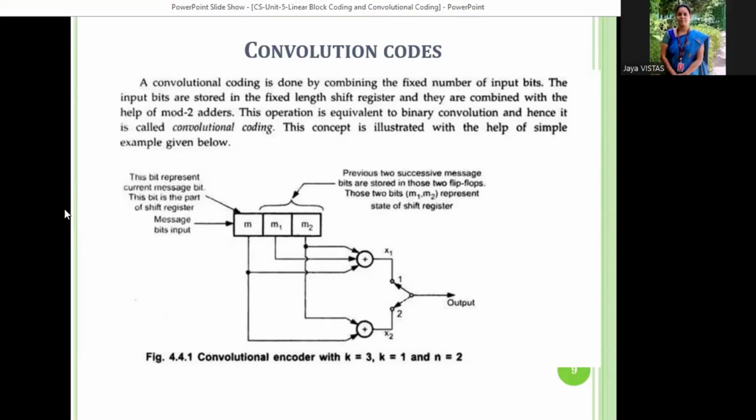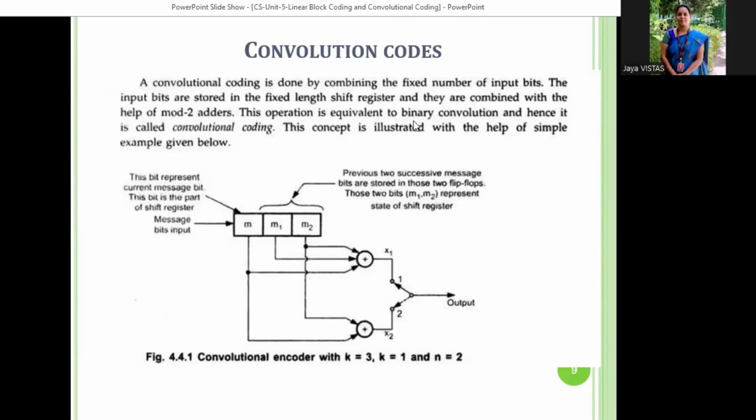Here this m represents the current message bit. I already told you only one bit can be applied at a time, so this bit represents the current message bit. This bit is part of the shift register message bits at the input. Here these two are the modulo adders at the output, modulo adder 1 and modulo adder 2. The two outputs are X1 and X2.